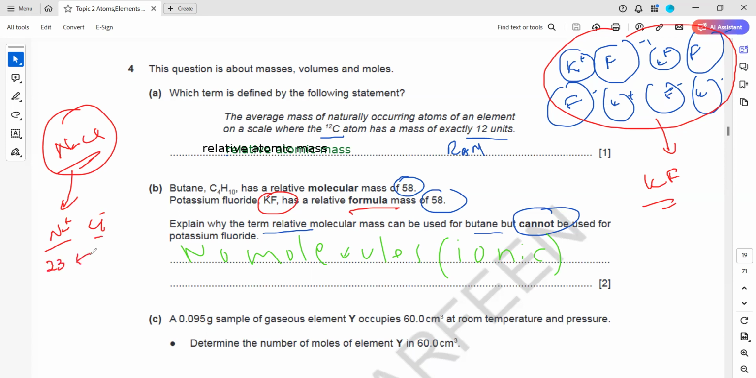When we add 23 and 35.5, we get 58.5. This 58.5 is not known as a molecular mass. Actually, it is known as the formula mass because it shows the simplest ratio of the ions present. We often use the term molecular mass for ionic compounds, but actually it is a formula mass, which shows the simplest ratio of the ions in the structure. Is it clear? Part A and B?